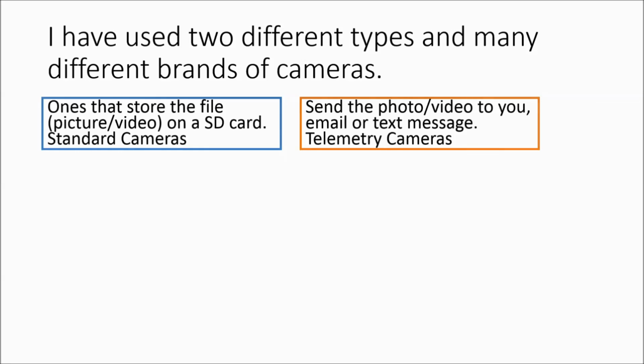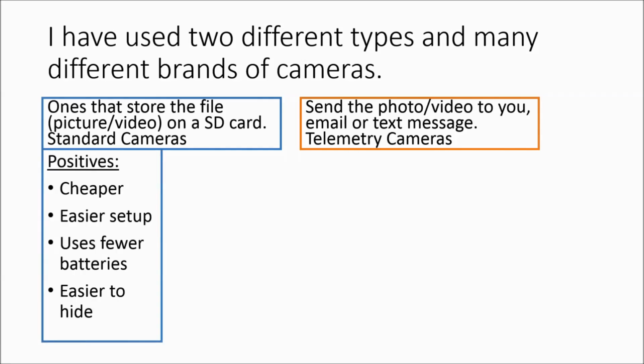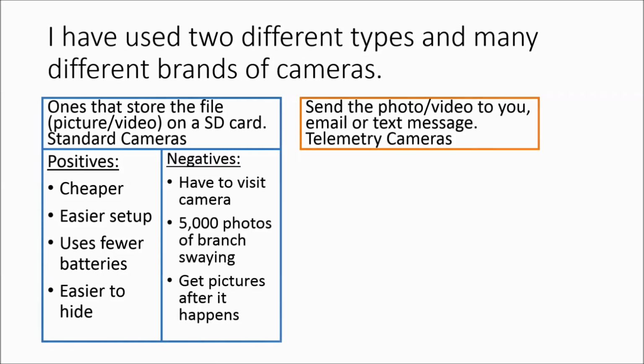Positives and negatives for both types that I've found through use of them. The positives for the SD camera are they're relatively cheaper. There's not as much electronics in it, so it is a bit cheaper. It's easy to set up. It's basically enter the time and date, and away you go. Because it's not thinking so hard with that electronics, it does use fewer batteries, and being a bit smaller, it is easier to hide.